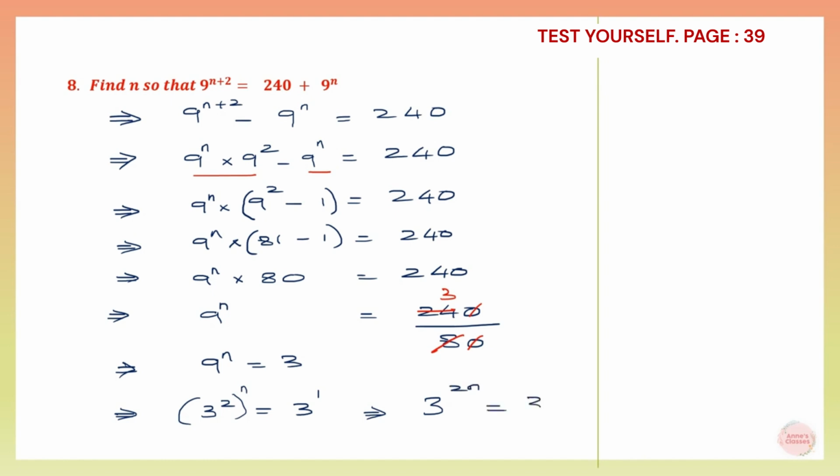This is equal to 3 raised to the power of 1. And now we know that when the base is the same, the powers are also equal. So I'm going to take only the powers now. That is 2n is equal to 1. That means if I have to find the value of n, I say n is equal to 1 by 2, because I have transposed this 2, which is multiplication, to the other side. It has become division. So now I have found the value of n. N is equal to 1 by 2.